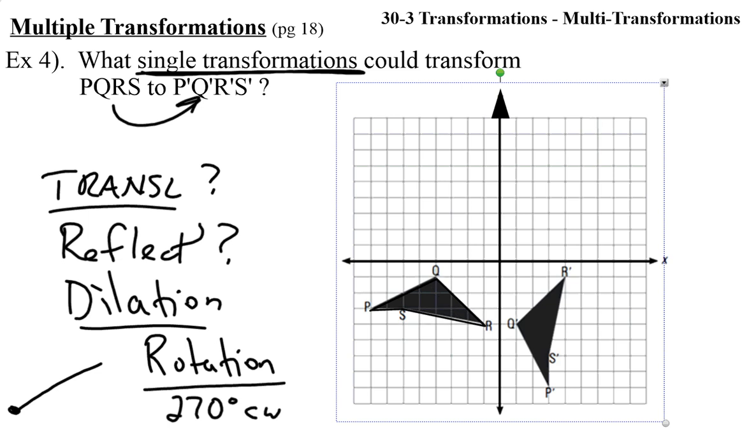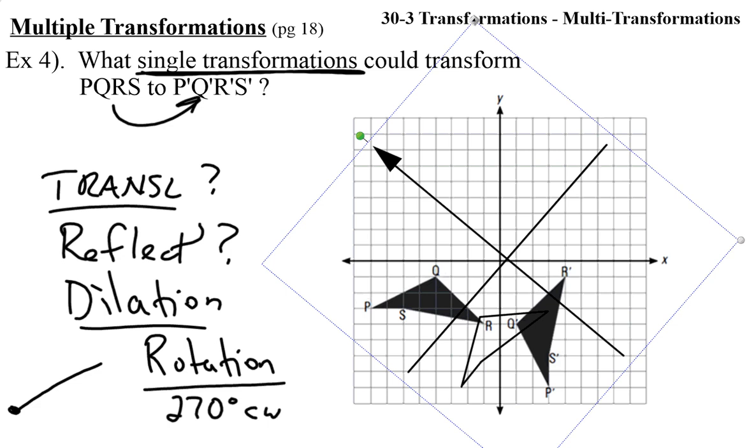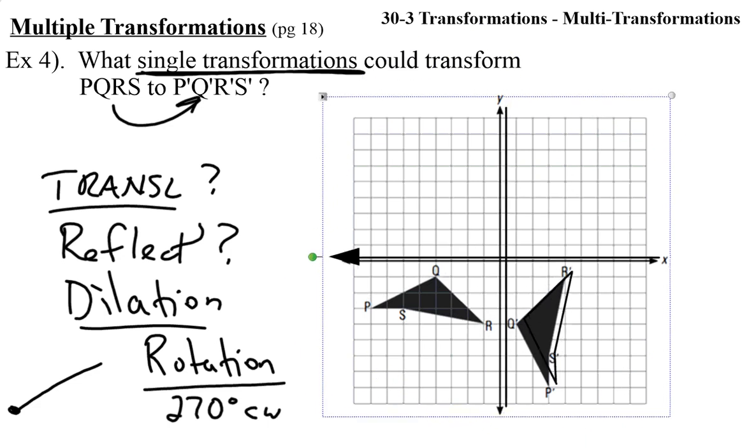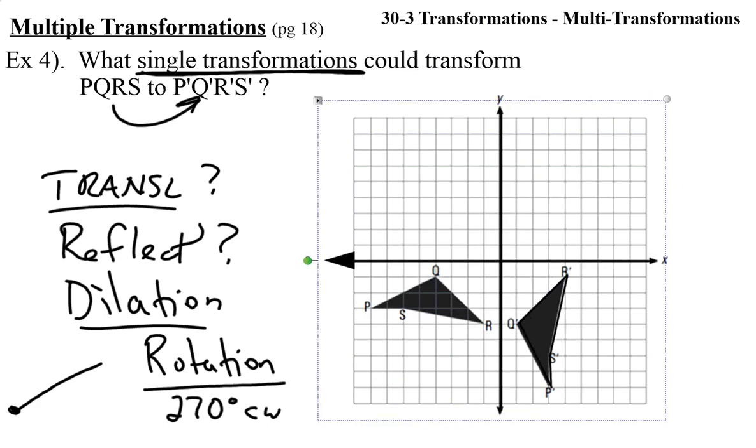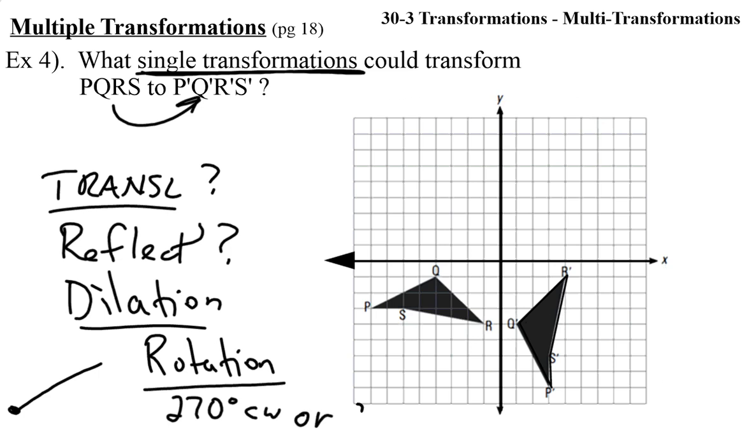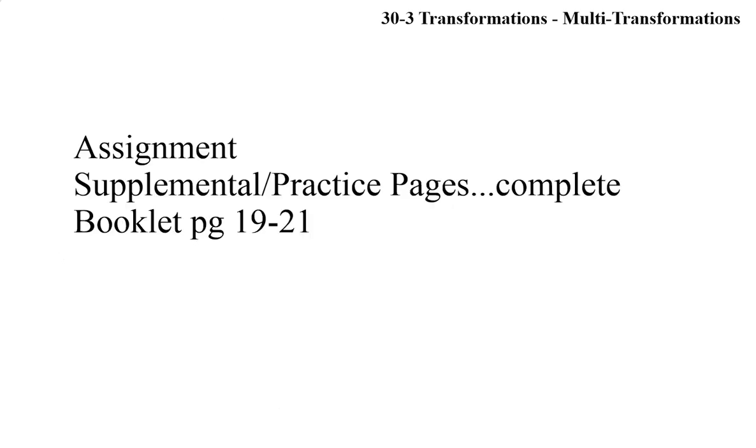270 clockwise. But if a 270 clockwise works, don't forget there's always a partner. If I go counterclockwise and line up my grids, look at that. I could have a 270 clockwise or a 90 degree counterclockwise. So being able to identify can be just as important as doing. So that's the end of transformations.